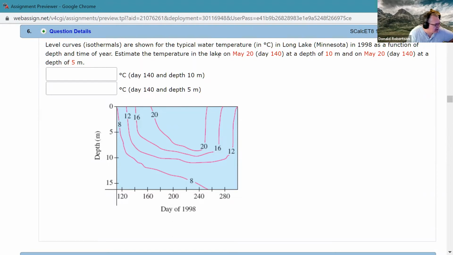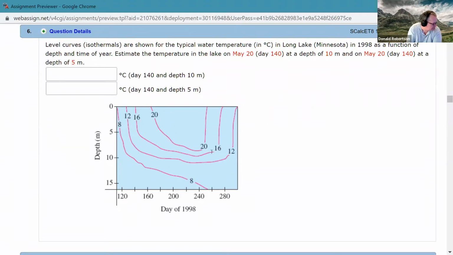So let's see what we can do. Estimate the temperature in a lake on day 140 at a depth of 10 meters. So 140 is here and a depth of 10 is here. Now, if I put my mouse roughly where I think those two cross, would you agree they cross pretty near that line? And since it's an estimate, that line has an 8 on it. So that means the temperature would be 8 degrees centigrade. Do you see how we read this thing? 8 degrees.